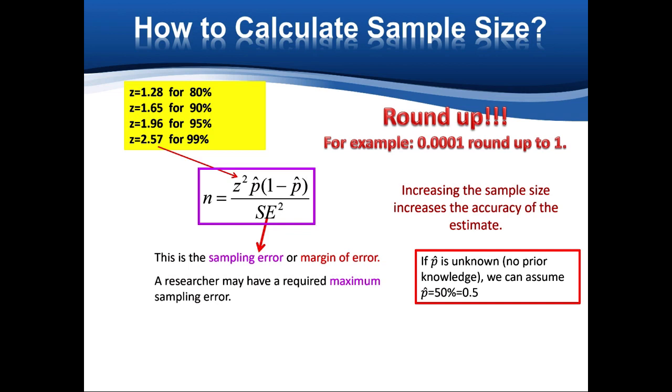Similarly, we can also use this formula to calculate the sample size when you estimate the proportion of the population, where again you can choose the z-score for different confidence level. P hat is the sample proportion. Note that if P hat is unknown or no prior knowledge of it, we can assume P hat as half, 50%. Also, for your final result, remember to round up.